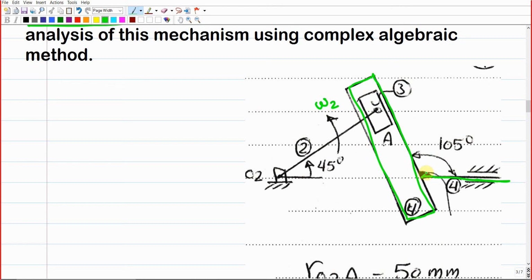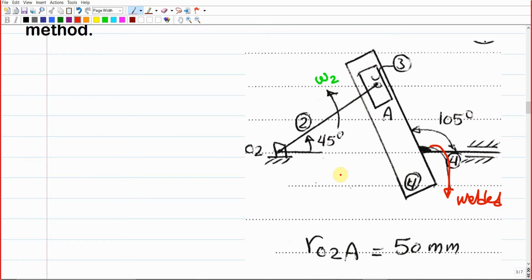Make sense? And how did we know this? Because there is a weld here. This portion, this part, is welded together. This indicates that all of this is just a single object. So there is welding in this portion. This is welded. Make sense? So in total, we have 4 objects.